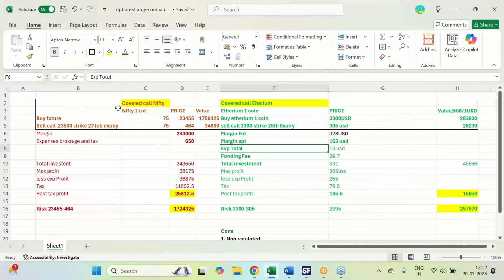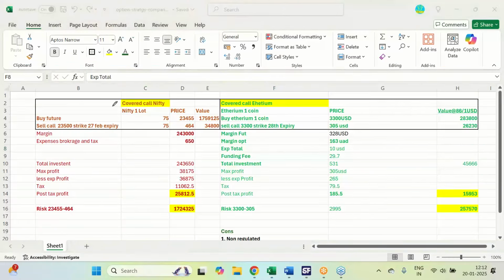I am going to analyze one strategy called the covered call strategy. Many of you will know it. You have a number of strategies: straddle, strangle, guts, condor, and many more. I am comparing one very simple strategy, the covered call strategy.